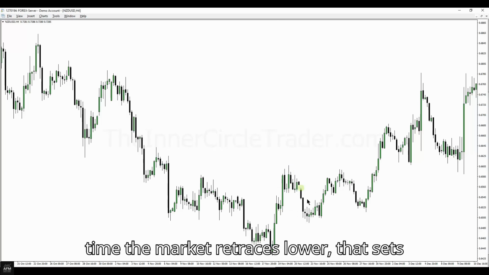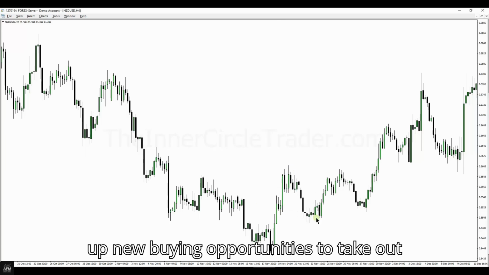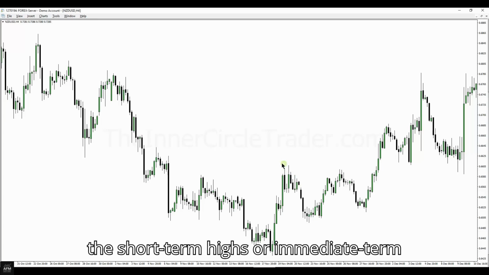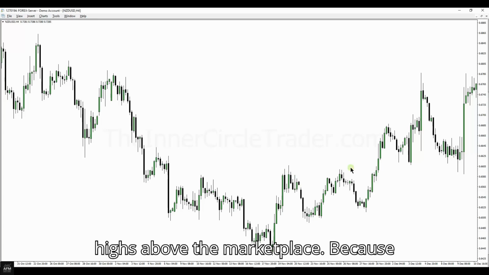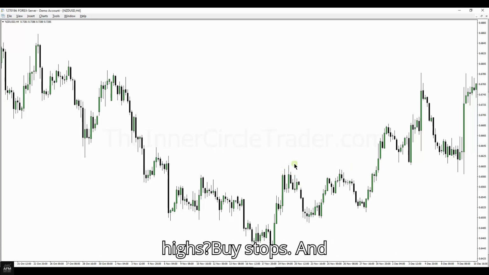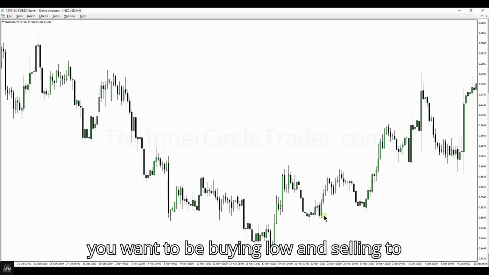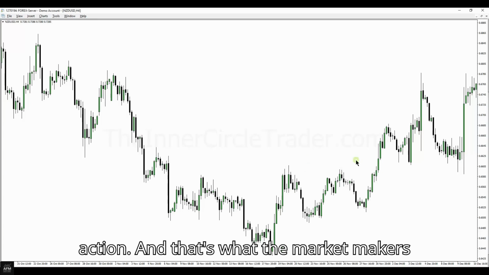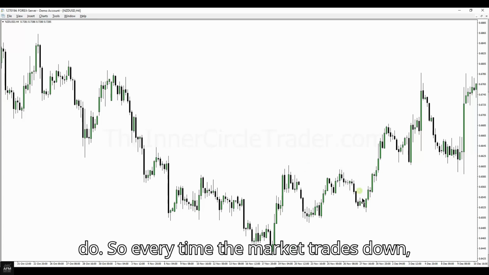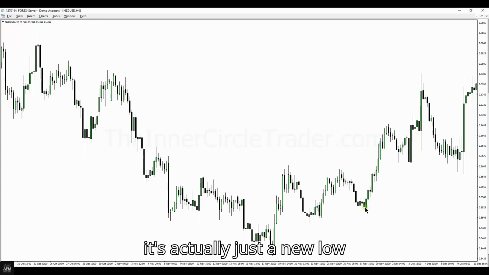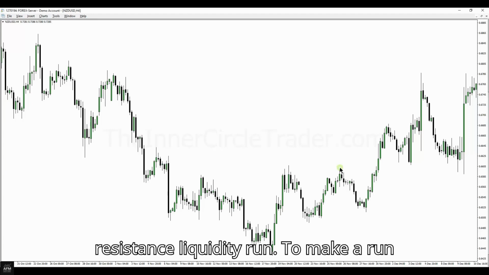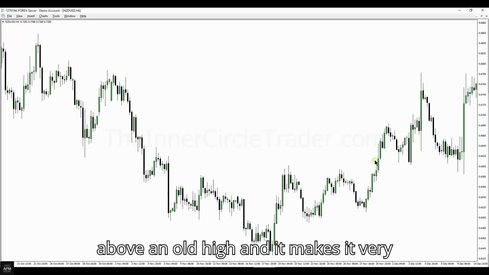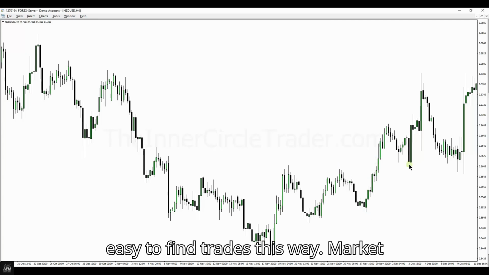So every time the market retraces lower, that sets up new buying opportunities to take out the short-term highs or intermediate-term highs above the marketplace, because what's going to be resting above those highs? Buy stops. And you want to be buying low and selling to willing buyers above the current market action. And that's what the market makers do. So every time the market trades down, it's actually just a new low resistance liquidity run to make a run above an old high. It makes it very easy to find trades this way.